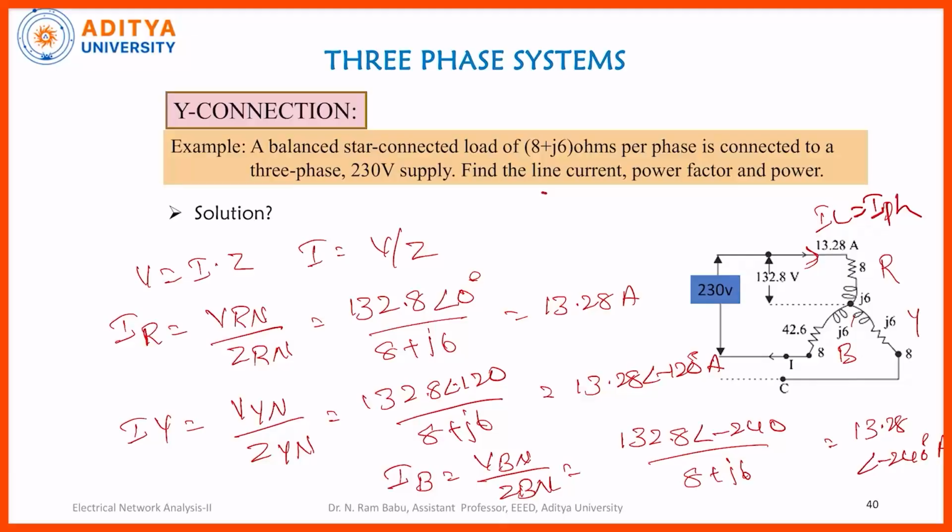So, therefore, from here I got the values of line current. So, the current through R phase is 13.28 and Y phase is 13.28 at an angle minus 120 and B phase is 13.28 at an angle minus 240.